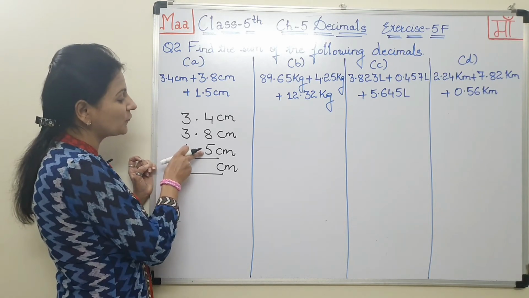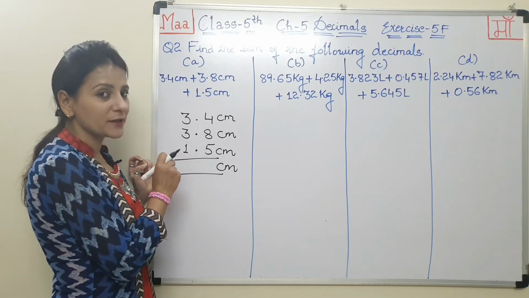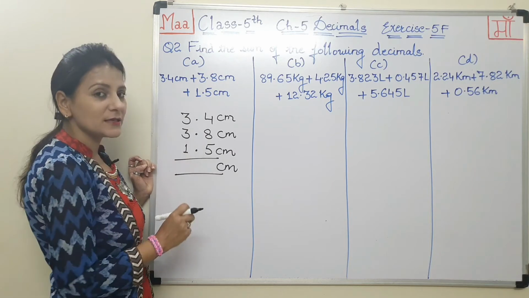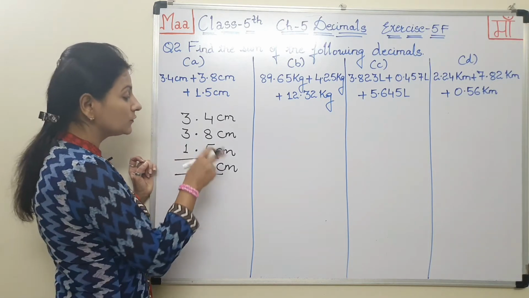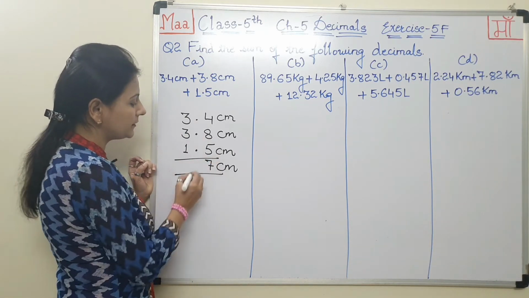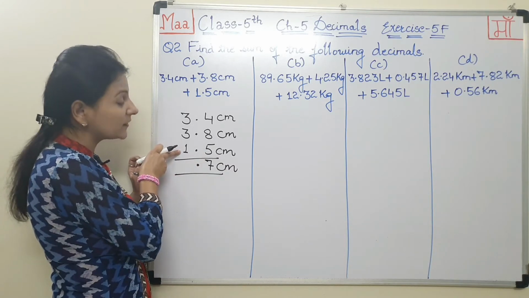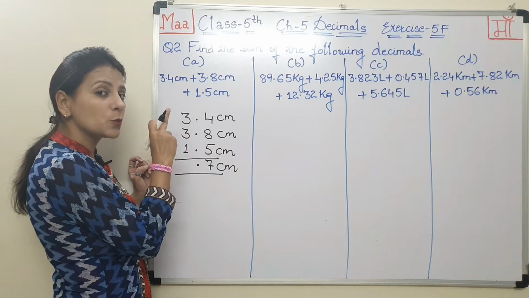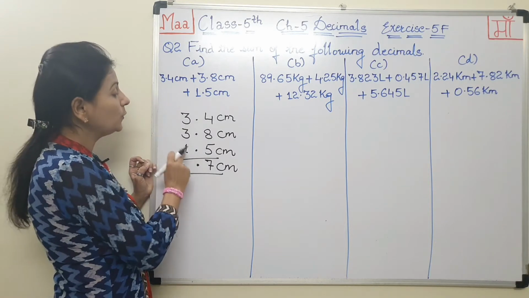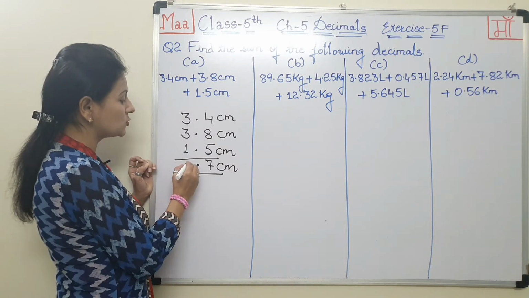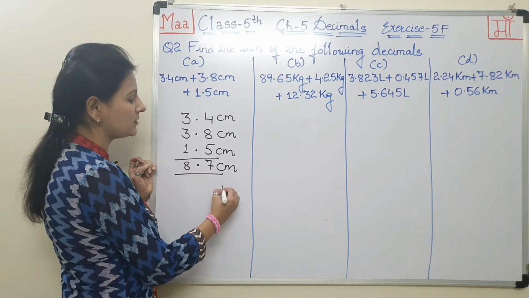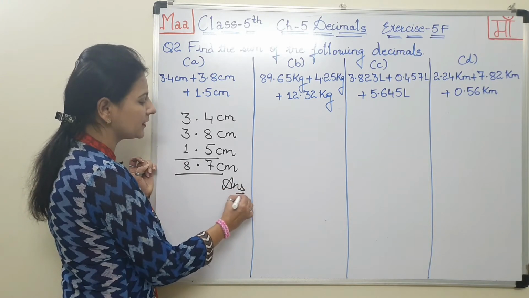Now we will add it. So 5 plus 4 is equal to 9 and 9 plus 8 is equal to 17. So keep 1 in mind and 7 down. Here decimal will come. 3 plus 3 is 6, plus 1 which was in our mind, so 7 plus 1 is equal to 8. So 8.7 is the answer of part A.